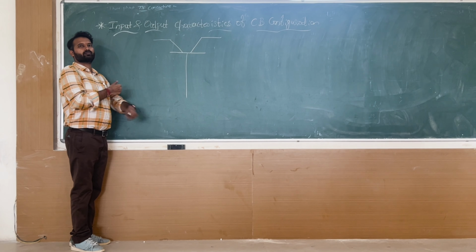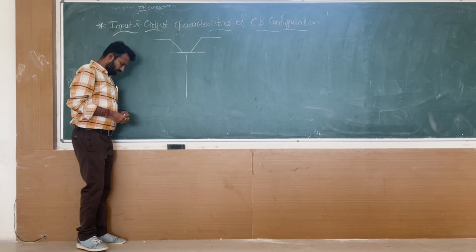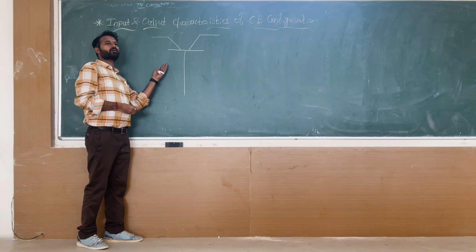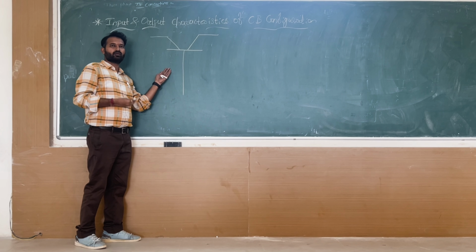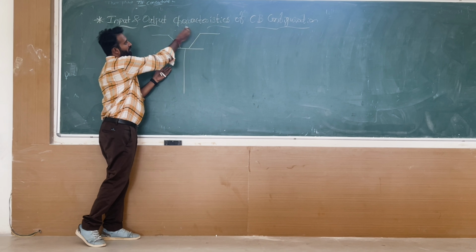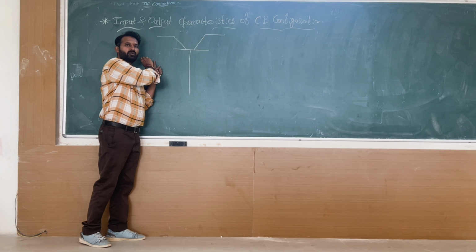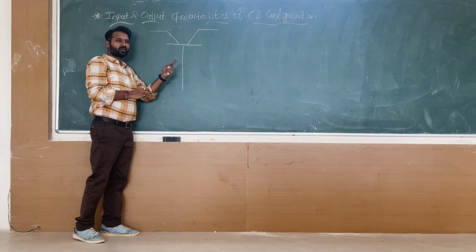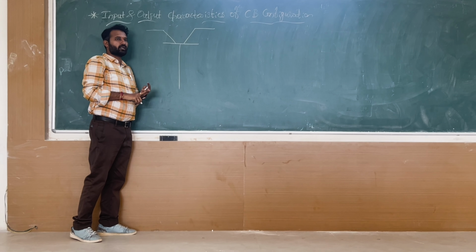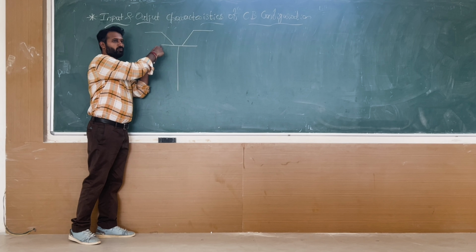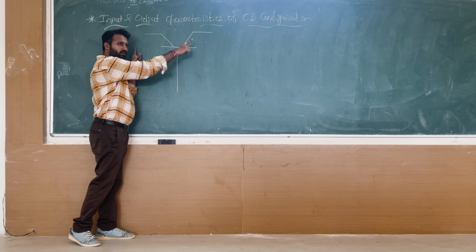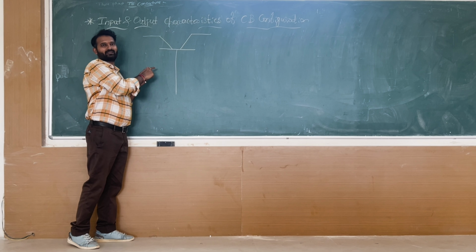Don't discuss the reason here. So first, you draw the symbol of the transistor. If you are going for common base, the symbol should be horizontal. Apart from that, for common emitter and common collector, your symbol should be vertical. So this is the horizontal symbol of the transistor.